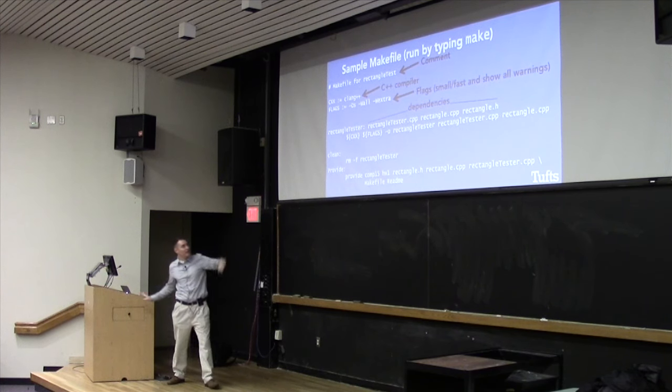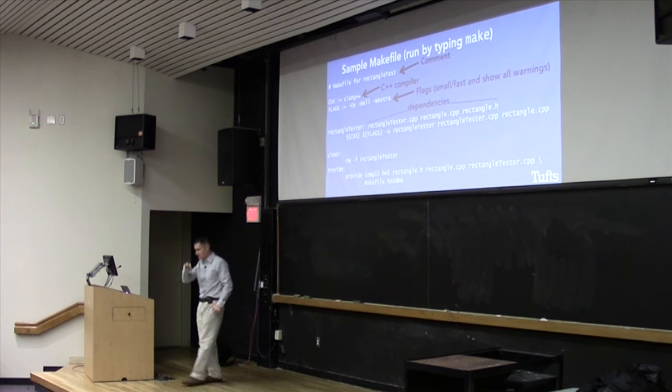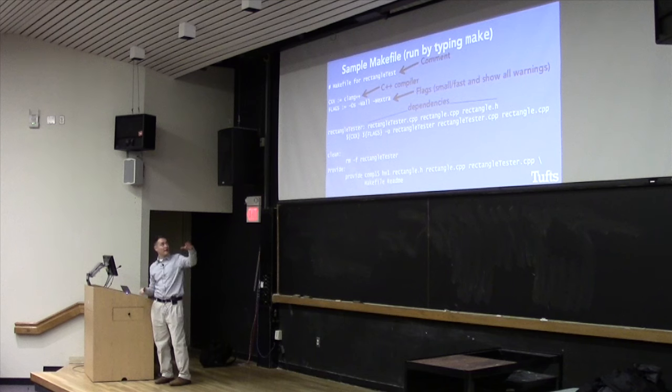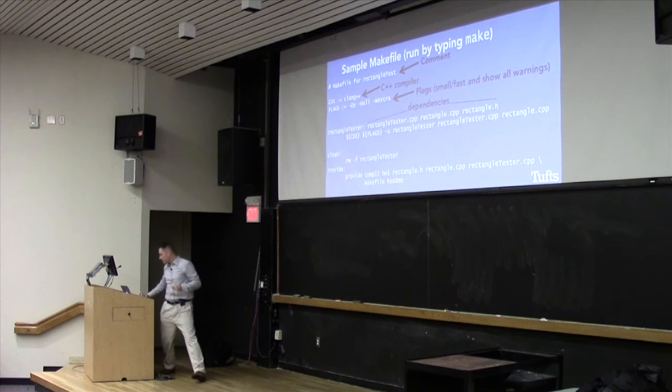Then you've got a line that says the dependencies. See these files: you are going to create rectangle_tester.cpp and rectangle.cpp, and we have given you rectangle.h for this assignment. Those are all on the line. If one of those changes, make knows, oh, I better recompile. And then the next line just says, use clang, use the flags. This -o means create an executable file called rectangle_tester. And then it actually does your compiles all for you.